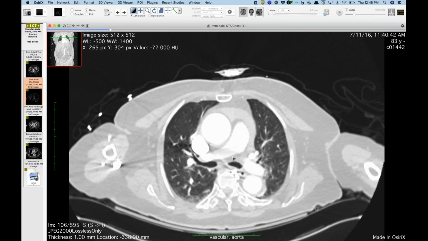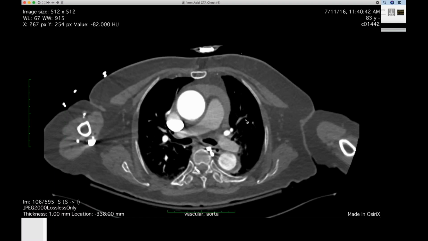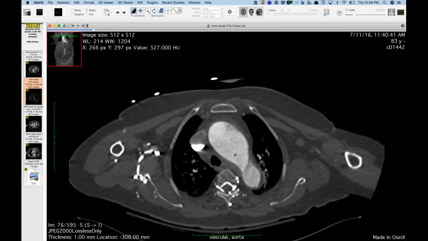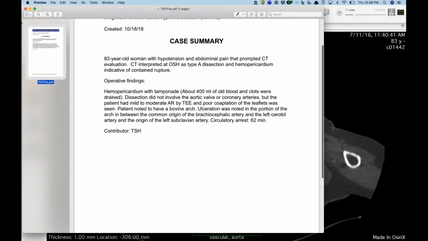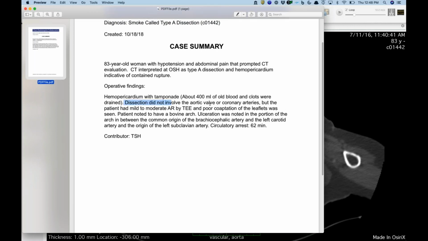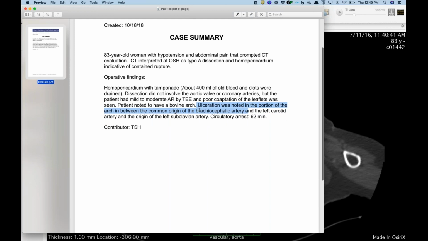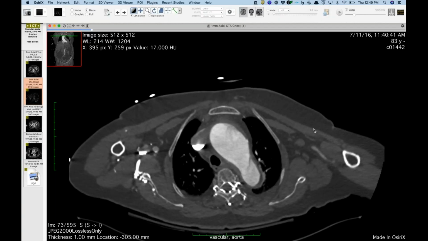Right. So Travis, you think it was a penetrating ulcer and not a ductus aneurysm or something like that that popped? That's what they said in their report. It was weird too because they never really said frankly that there was no dissection. I talked to the surgery fellow though, who said there wasn't one, but they said there was ulceration in the portion of the arch between the common origin of the brachiocephalic artery and the left carotid. So that's not quite in the same location that we see, I don't think.